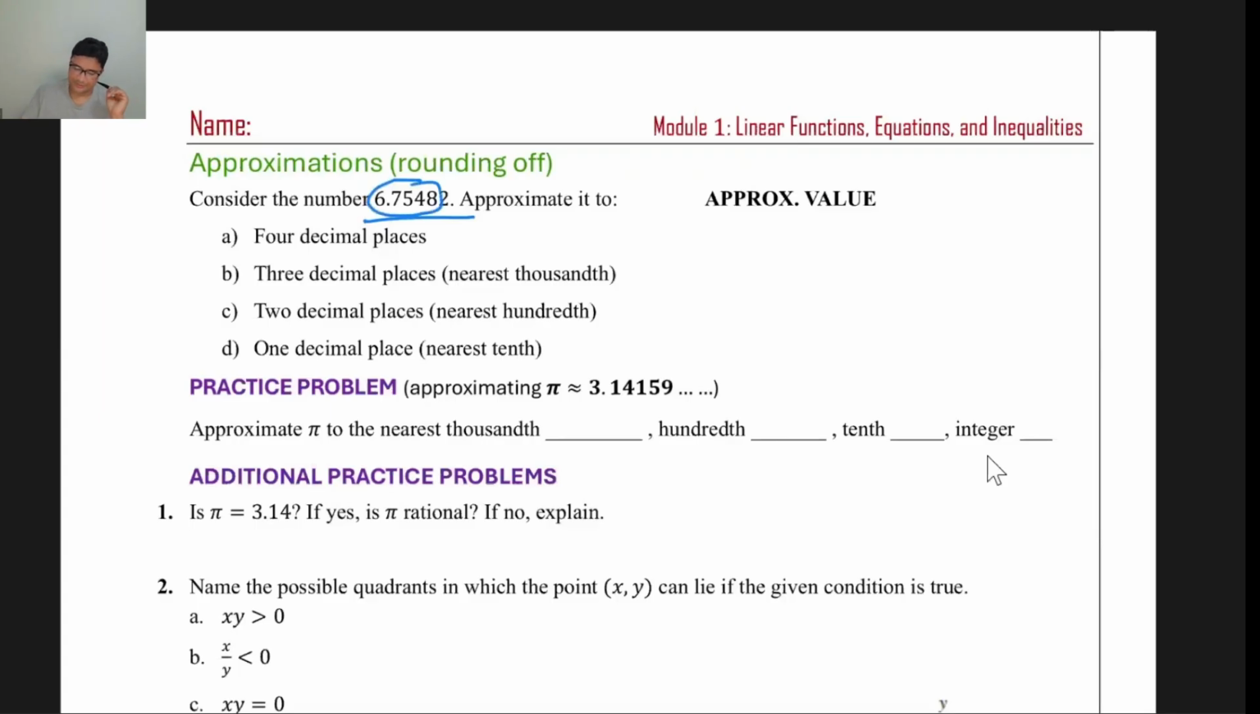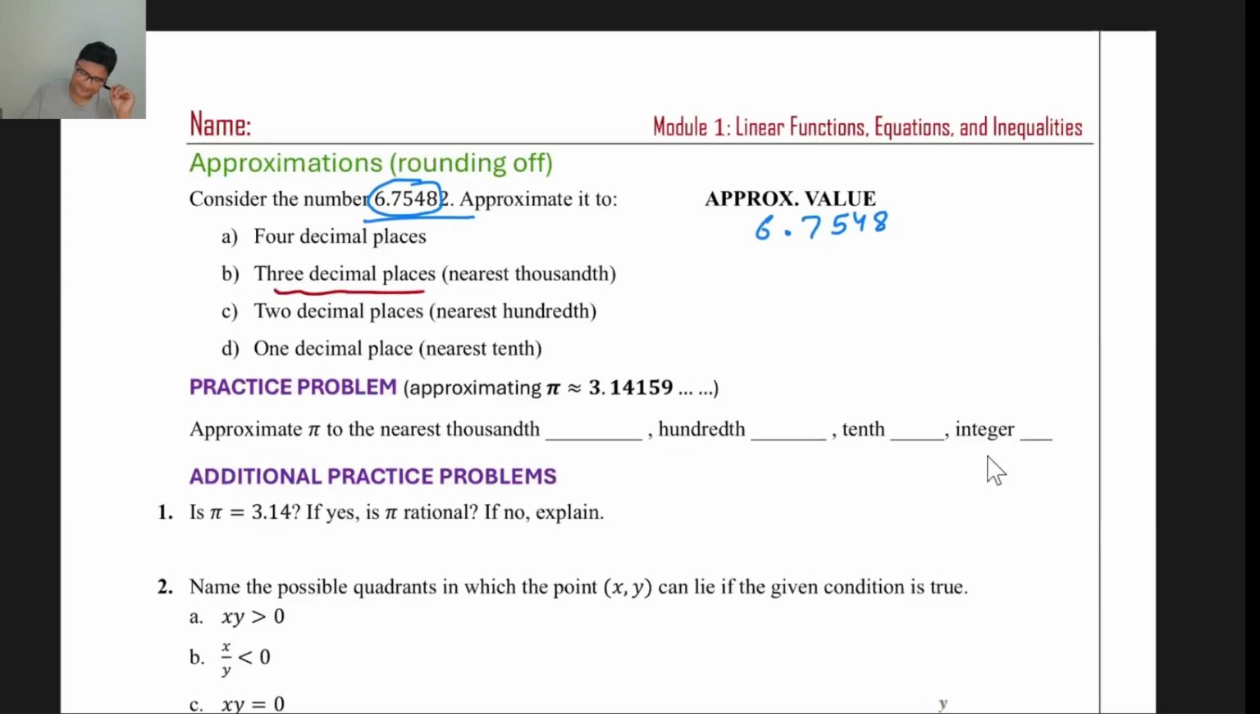1, 2, 3, 4. 7, 5, 4, 8. But what is after 8? There is 2. So according to the rules of rounding, you just leave it, drop that 2. Why? Because 2 is less than 5. I'll talk about that.